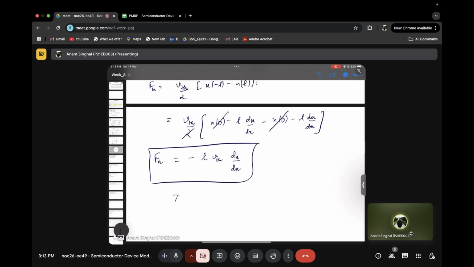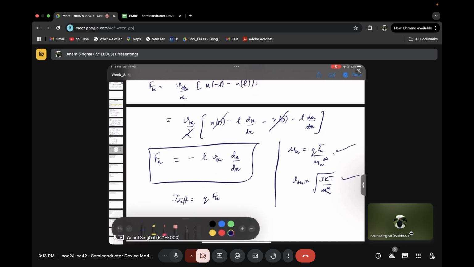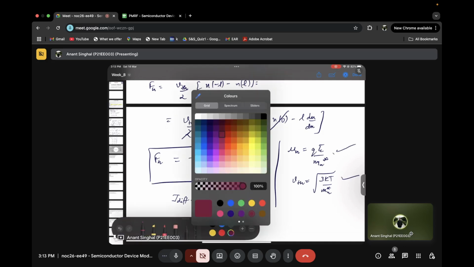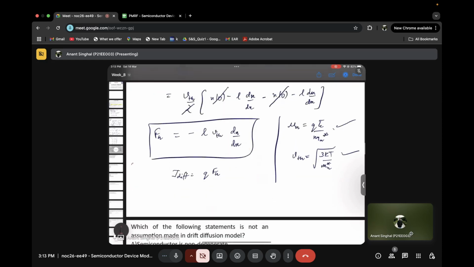And we know now the current density is nothing but charge times the flow of electrons. And if you remember in the initial classes, we have some formulas that are already established. Mobility is nothing but q tau c by mn star. And then Vth we calculated, if you remember, was root 3 kT by mn star, right? You guys remember these formulas, right? Anyone? Am I audible?